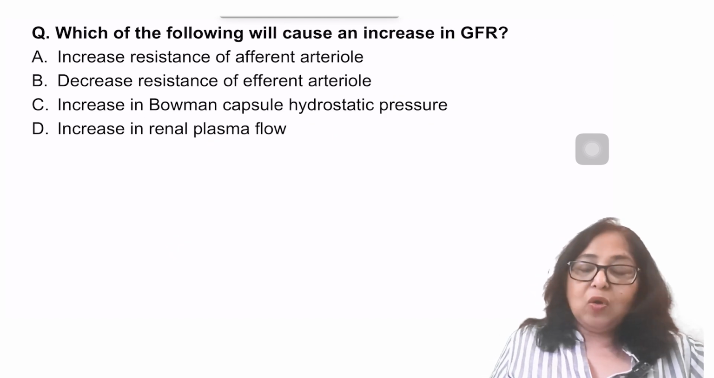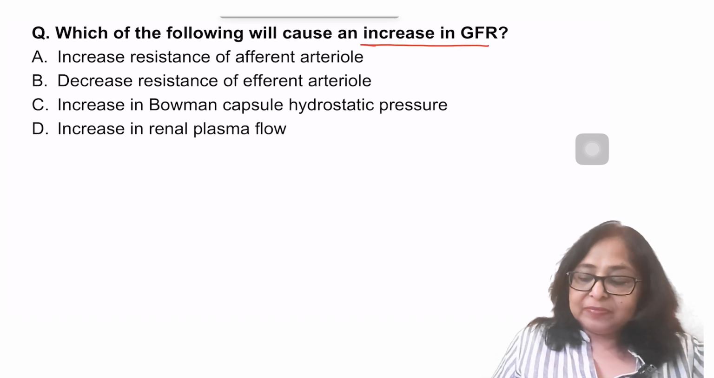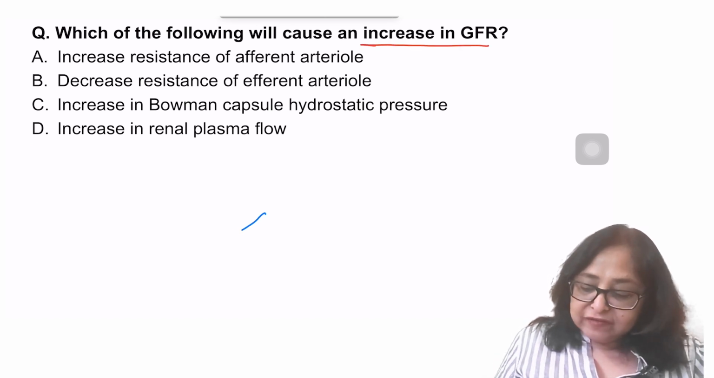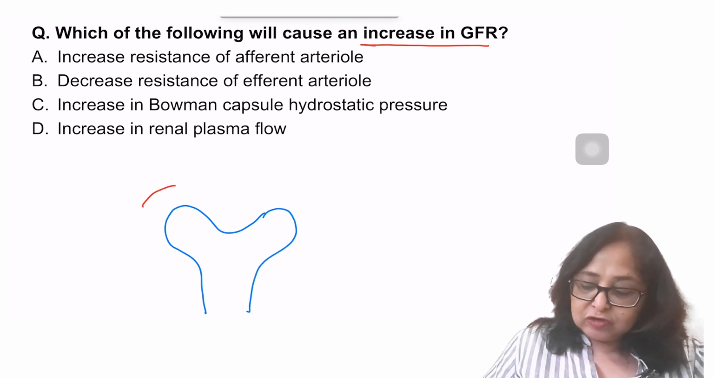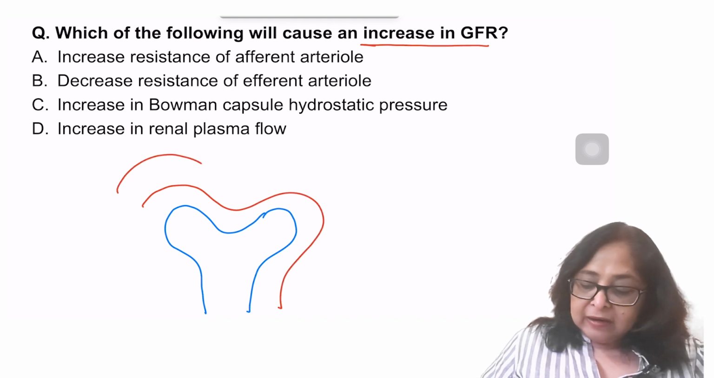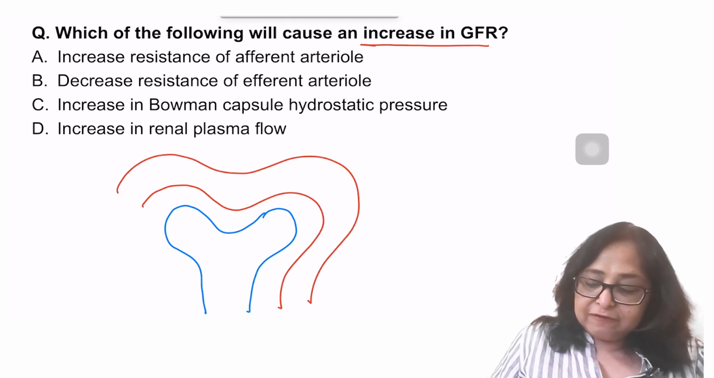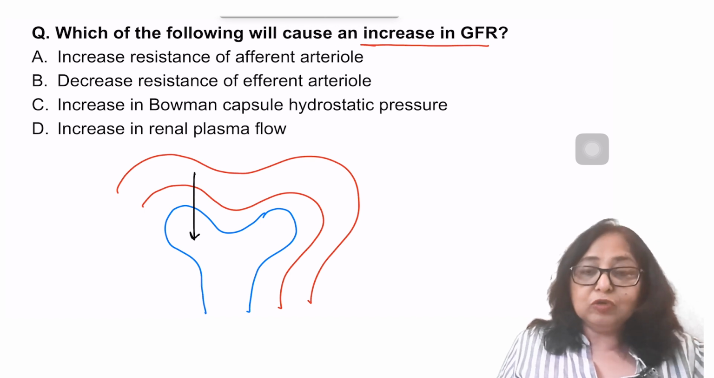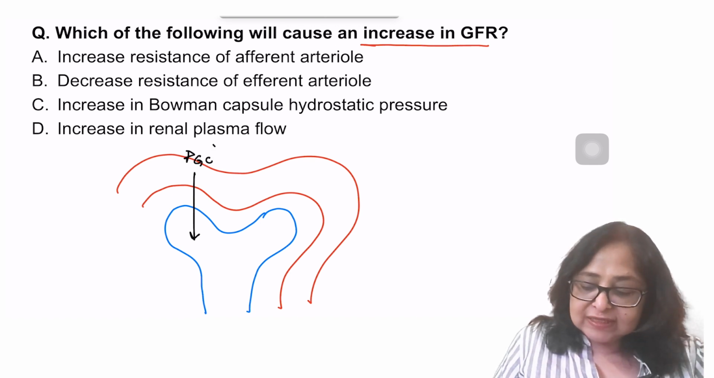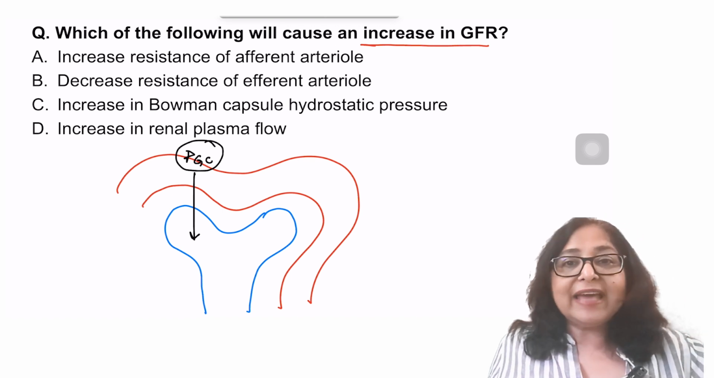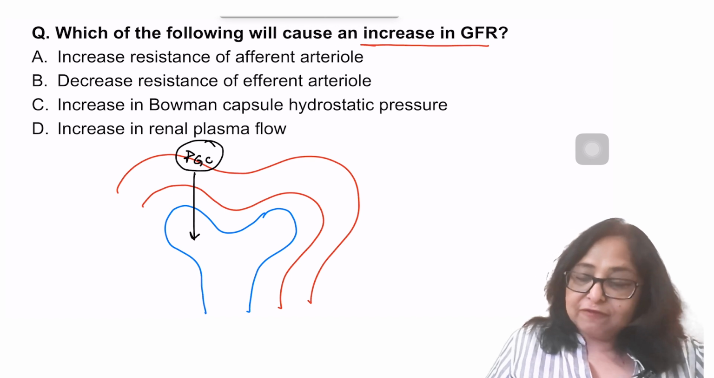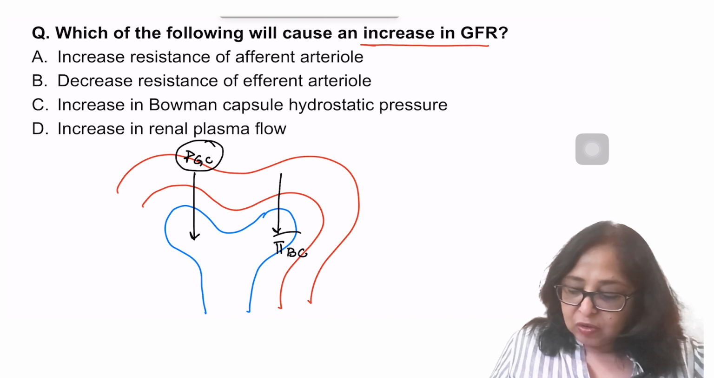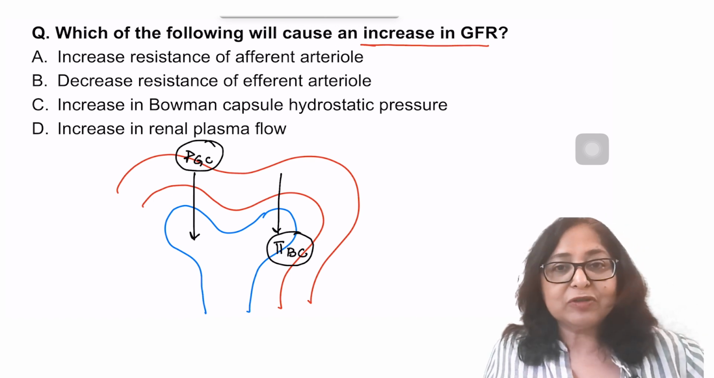Which of the following will cause an increase in GFR? Now, when I look at the GFR, the major forces which are responsible for filtration are the two forces favoring filtration. The most important one is PGC, glomerular capillary hydrostatic pressure. Another force which favors filtration is PiBC, colloid osmotic pressure in the Bowman's capsule.